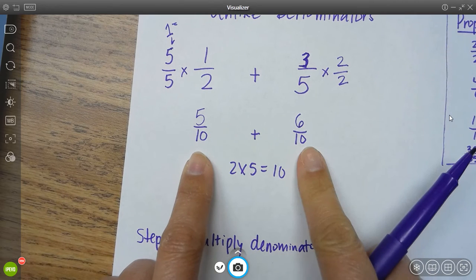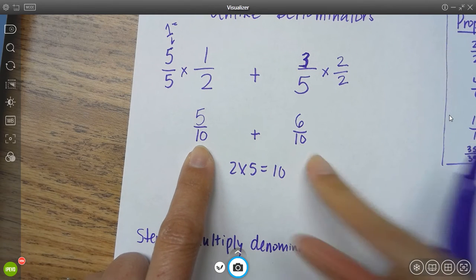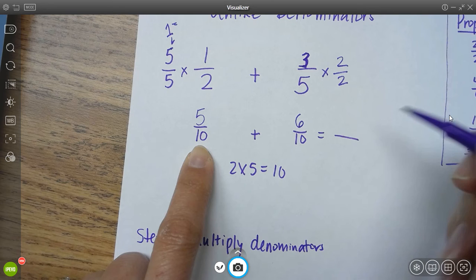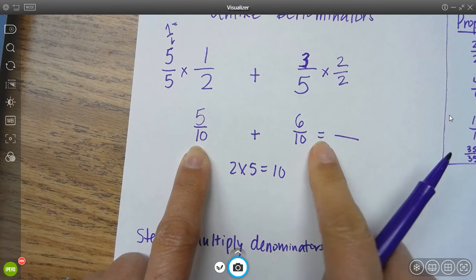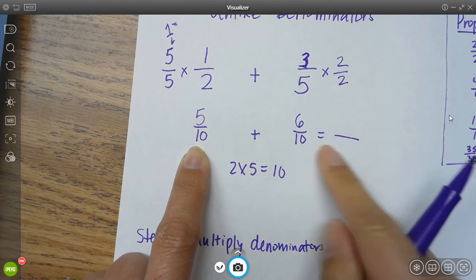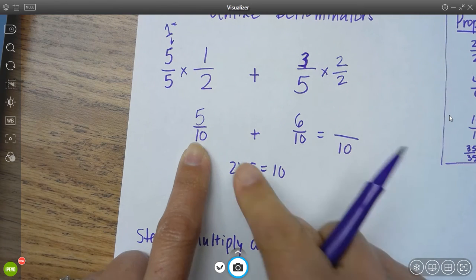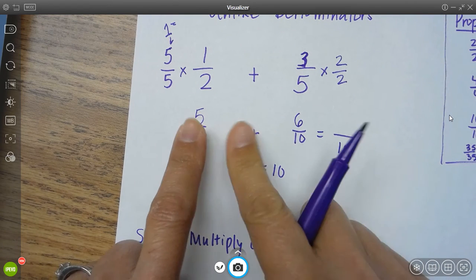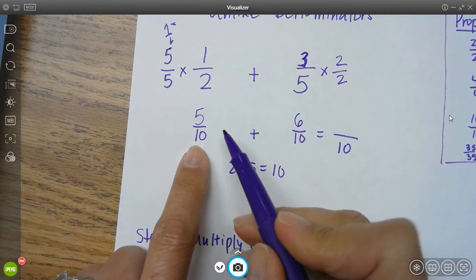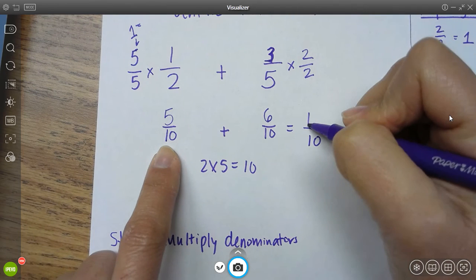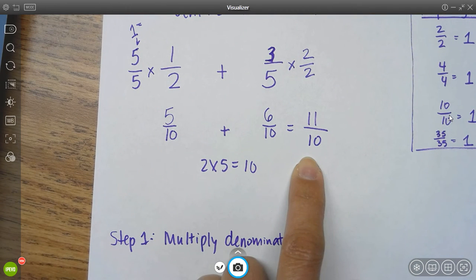Now I've created equivalent fractions. They both have the same denominator. So therefore, I can now easily solve this by adding straight across. So my denominator stays the same, and I'm adding my numerators. So 5 plus 6 is 11. Okay, so my answer is 11 tenths.